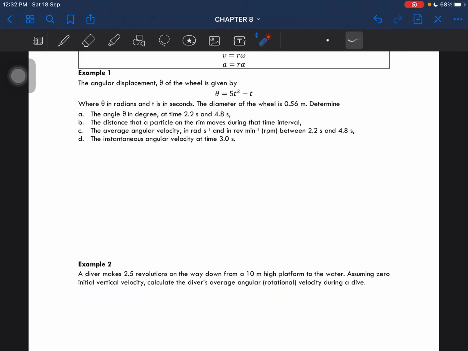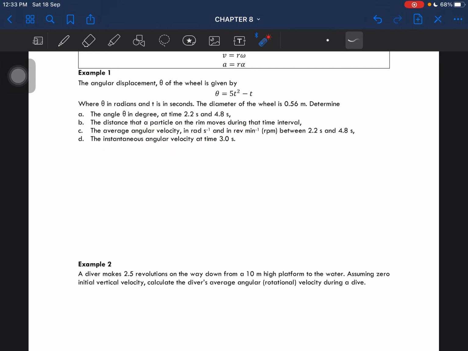Okay, example number 1. The angular displacement of the wheel is given by this equation here, where theta is in radian and t is in seconds. The diameter of the wheel is 0.56 meter. So we have to determine the angle in degree at time t equal to 2.2 seconds and 4.8 seconds, and then the distance that the particle on the rim moves during that time interval, and then the average angular velocity in radian per second as well as in revolution per minute between 2.2 and 4.8 seconds, and lastly the instantaneous angular velocity at time equal to 3 seconds.